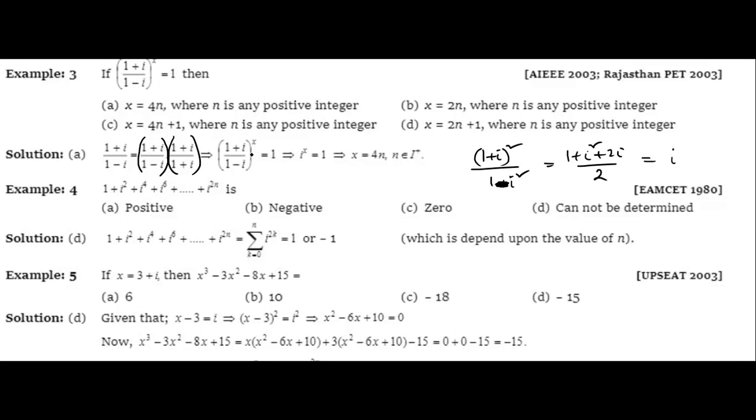But the question is what here? Power x is there. For what values of x is it coming 1? x should be 4 only, that means multiples of 4. So the remaining values also can be found like this. Try the fifth one, fourth one. These are the DPP questions for you. Solve it.